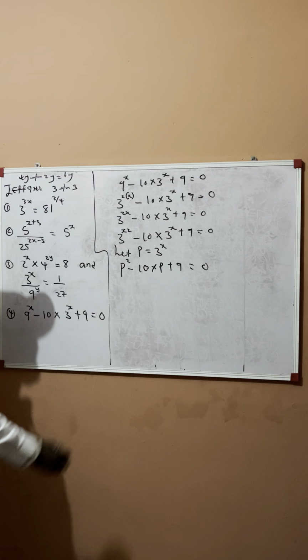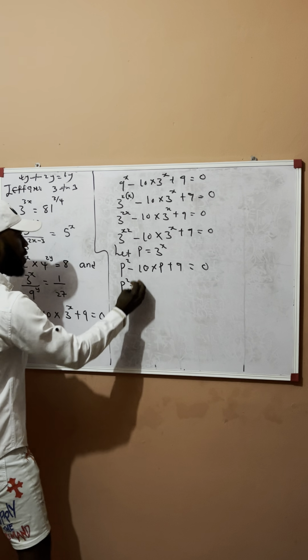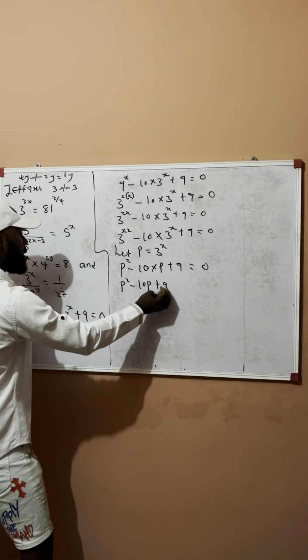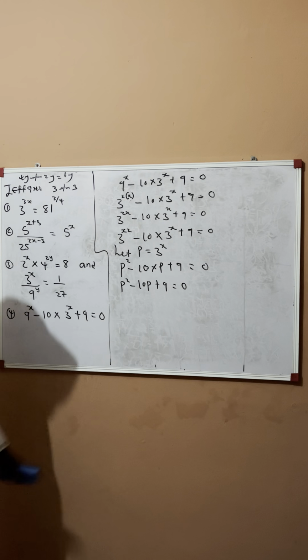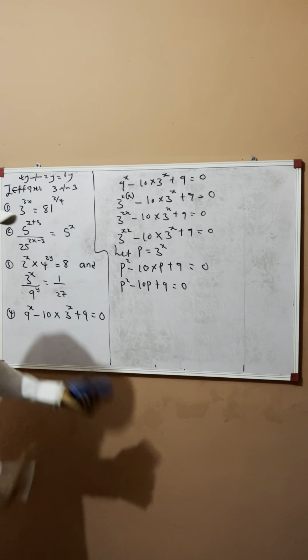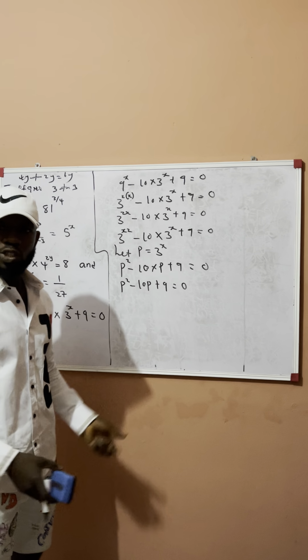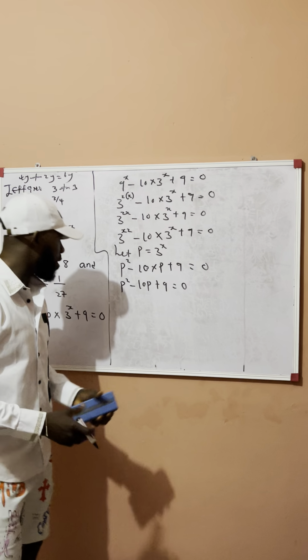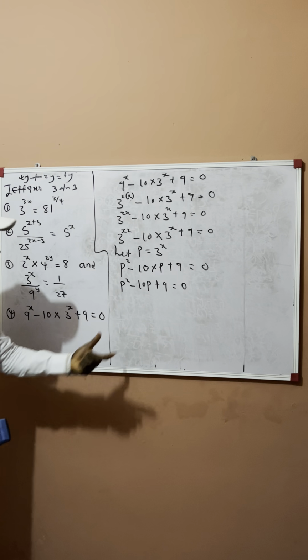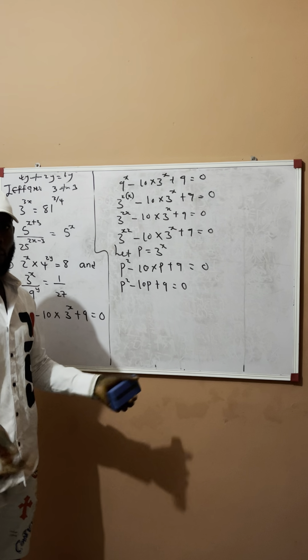Now without wasting time, here becomes p raised to the power 2 minus 10 times p will give us 10p plus 9 equals to 0. This is quadratic equation. Now, what method? There are different methods for solving quadratic. You have factorization, you have completing square method, you have formula method, and so on and so forth. You have graph. Now, which method should we apply in solving this first problem? Now, let us apply the formula method.